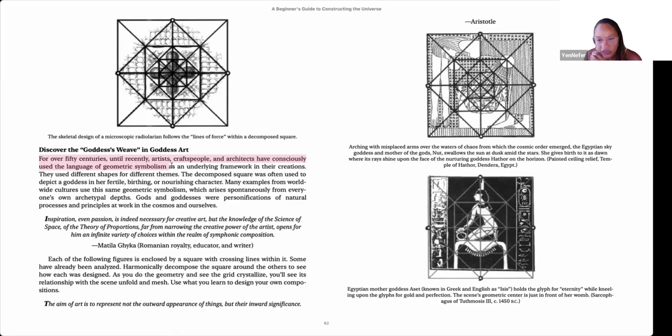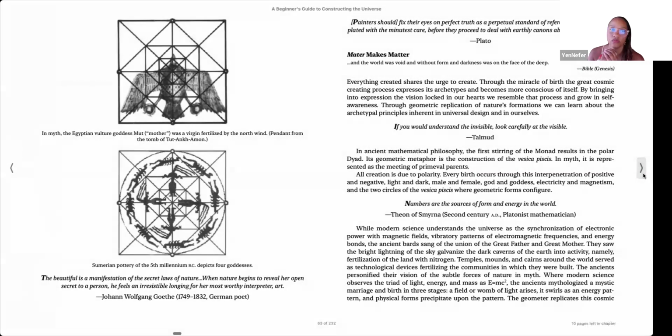Egyptian mother goddess Set, known in Greek and English as Isis, holds the glyph for eternity while kneeling upon the glyphs for gold and perfection. The scene's geometric center is just in front of her womb. In myth, the Egyptian vulture goddess Mute was a virgin fertilized by the north wind.